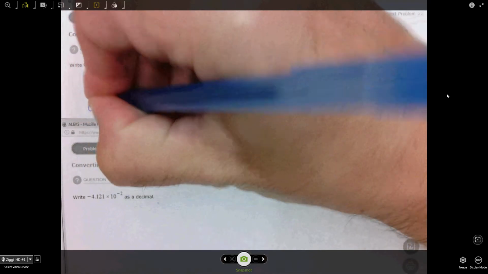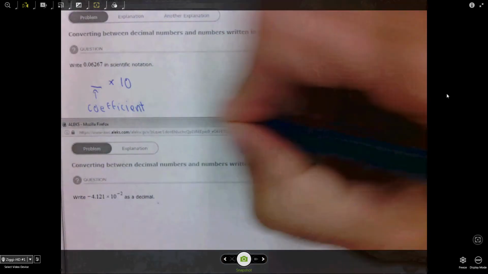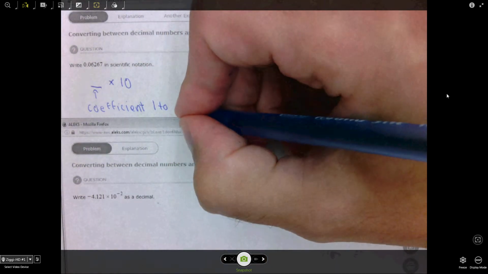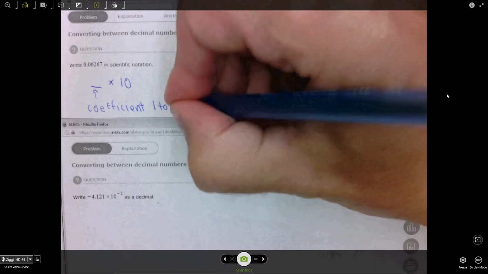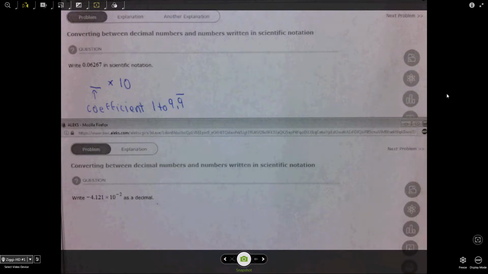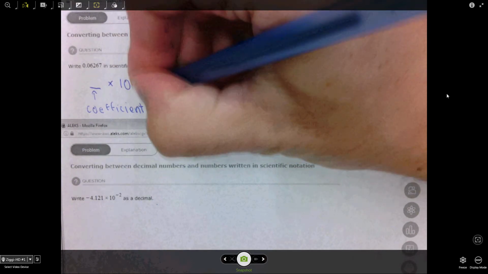We call the number on the outside the coefficient. And it must be between 1 and 10, but it can't actually be 10, so it has to be between 1 and 9.9 repeating. So it has to be just a little bit less than 10. It can't actually be 10, but essentially it's between 1 and 10. And then over here we have an exponent.